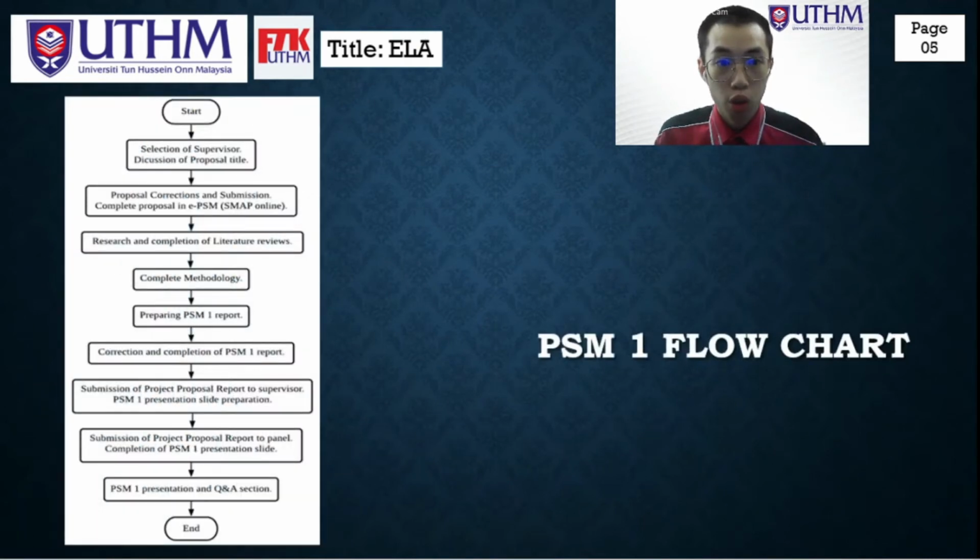Next, here is our PSN1 flowchart. The flowchart starts with the selection of supervisor, discussion of proposal title, and then goes to the ESPSM or SMAC online registration to write the complete proposal. Then it starts with the literature review, proceeds to the methodology and preparing the PSN1 report. After it, the correction and completion of the PSN1 report, and then proceed to the submission to supervisor and slide presentation. After that, the slide is submitted to the panel and supervisor. Then completion of the video presentation, and then the Q&A session, which is on the 30th of June.